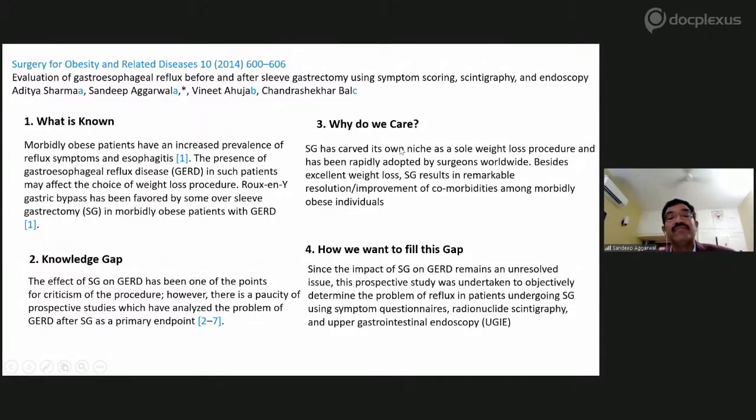And why do we care? We care because sleeve gastrectomy on its own is a very good operation, with good weight loss and good metabolic effects. We do not want to, just on the basis of not knowing something, either criticize it unknowingly or praise it unknowingly. And how do we want to fill this gap? By doing a precise study with GERD as the outcome using some investigation. So the literature review helps us in exactly defining what is known and what the knowledge gap is.